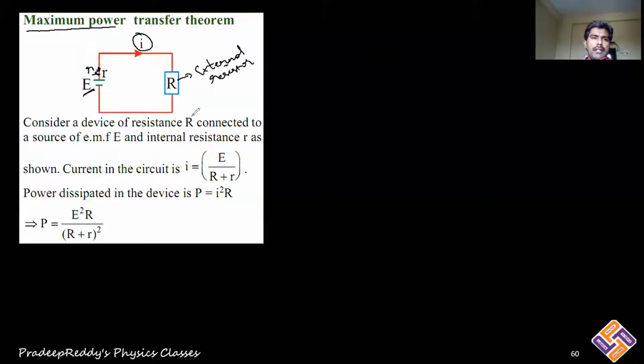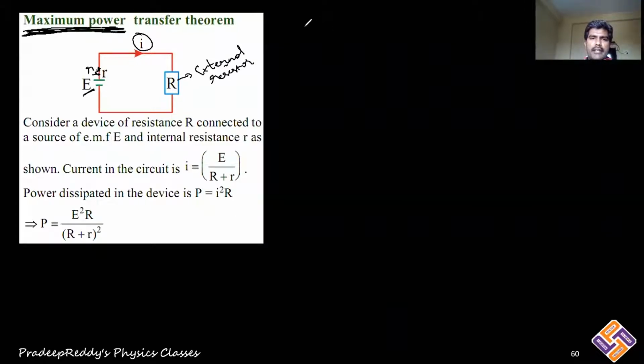So in this particular case, we are connecting one external resistor to a battery of EMF E, and as a result there is some current flowing through this. I want to now find out under what conditions maximum power is transferable from the battery to the external resistor, when you are going to get maximum power in this particular circuit. For that we will be using Kirchhoff's voltage law here.